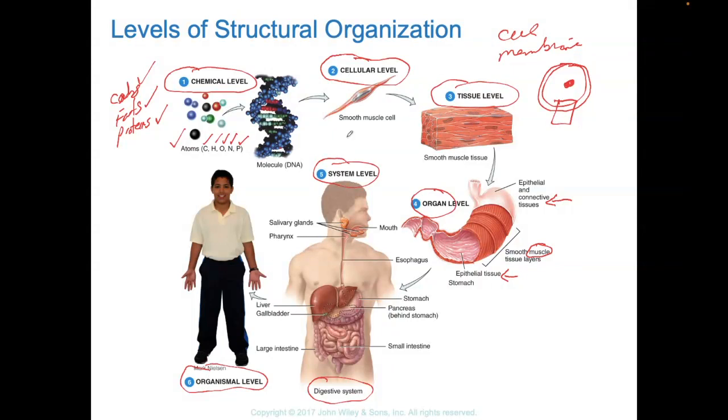So again, the levels of structural organization: we have chemicals or chemistry come together to make cells, cells come together to make tissues, tissues come together to make organs, and the organs come together to make the systems, like the digestive system, respiratory system, immune system, musculoskeletal system, integumentary system, reproductive system. We have so many different systems, cardiovascular system, and all the systems come together to make the organism. And good structure makes good function.